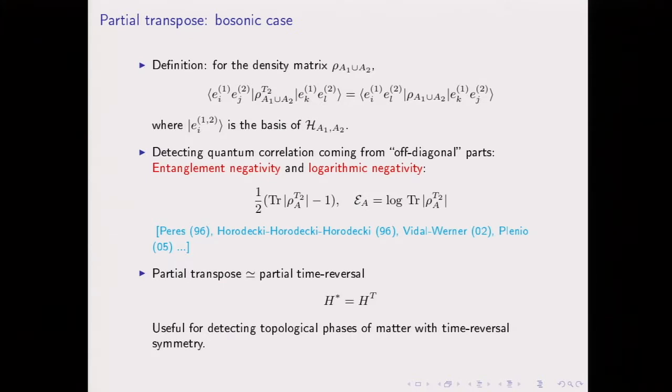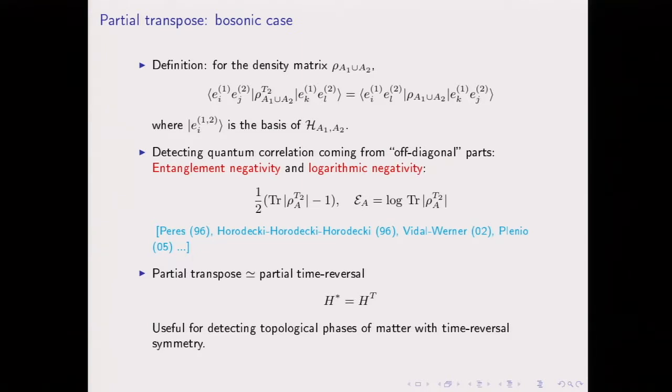Okay. But then I will take the transpose, which means we exchange row and column. But by partial, I mean I do that only for one of the subsystems, let's say for subsystem A2. So if you look at these matrix elements, in a partially transposed density matrix, the entries for the second Hilbert space are switched. Okay, so that's the definition of partial transpose.